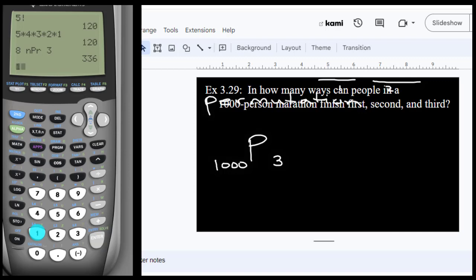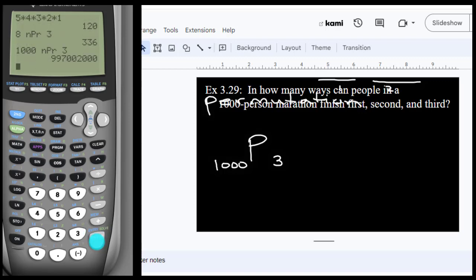So on the calculator, I'm going to put in 1,000, and I'm going to go to the P, so math, over to PRB, and then nPr. And we're going to put in the 3 for how many people we are selecting. And notice we've got a large number there.